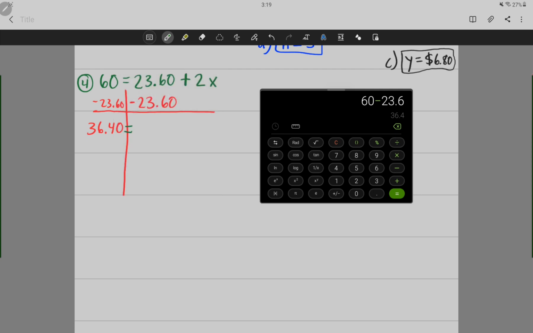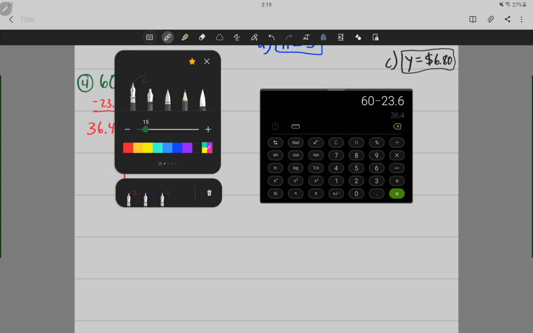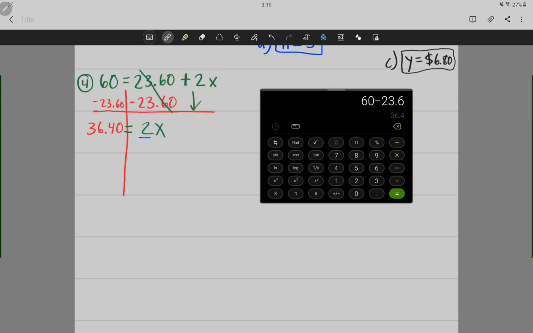Bring down our equal sign. 23.60 minus itself is 0. Don't put 0, just cancel. And we can bring down the 2x. So now it says $36.40 equals 2x. And right now we're looking at multiplication, since it says 2x or 2 times x. So we undo that by dividing by the coefficient. So the number in front of the x is 2. So I divide both sides by 2.